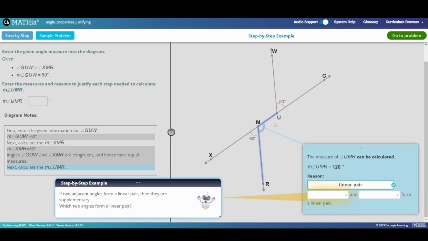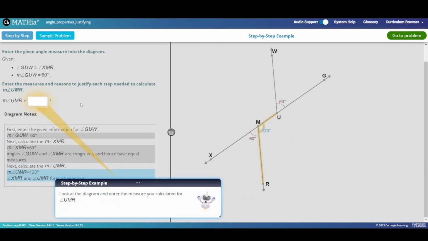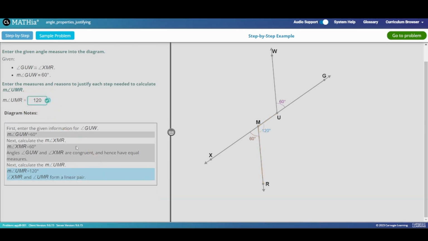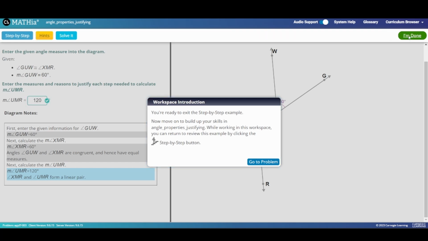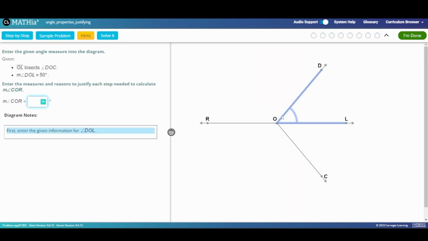So which two angles make up the linear pair? Well, the highlighted one, which is UMR, and this other one, XMR, right, like that. All right, and it's 120, so I just have to put that at the bottom of my proof over here, 120 degrees. And nice, this one is done. So then we're going to hit go to problem. All right, let's try another one here.